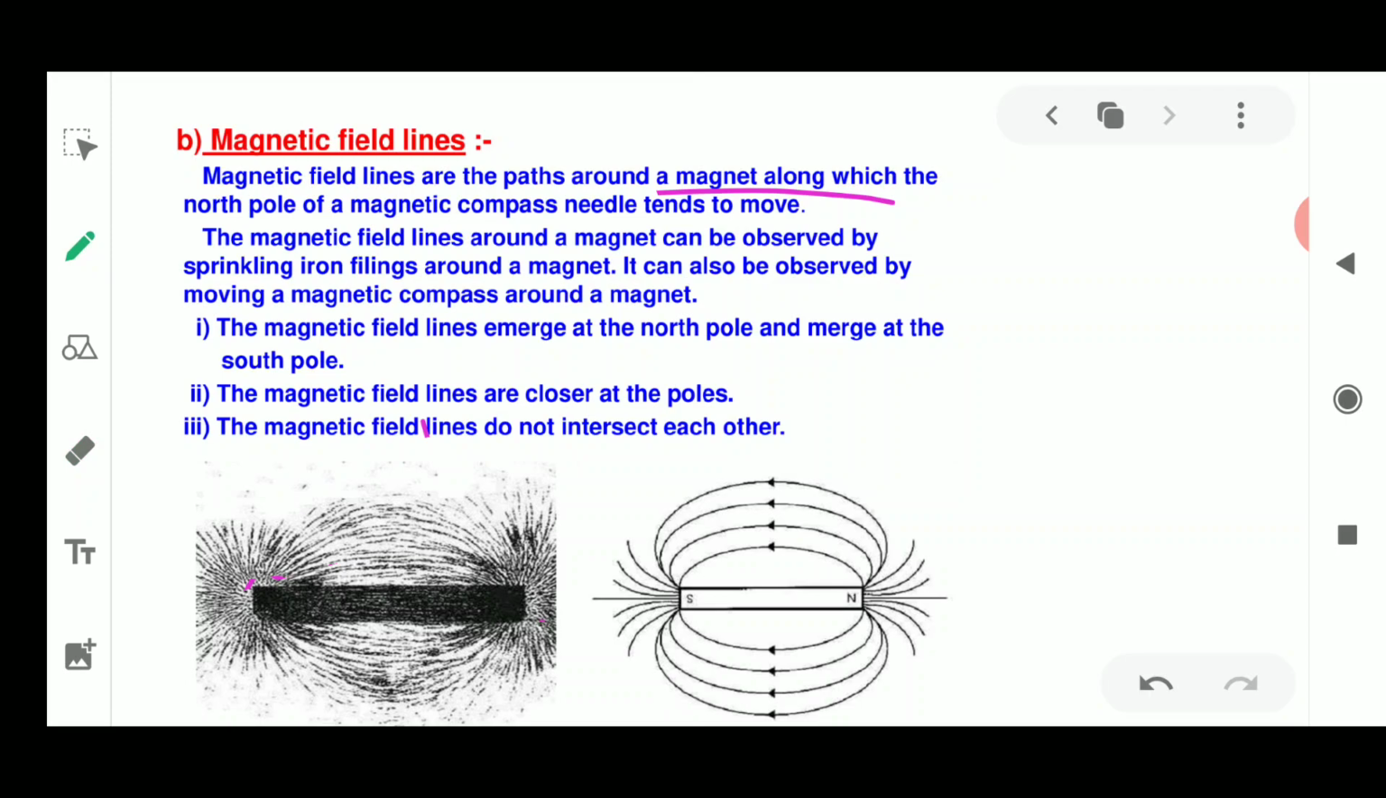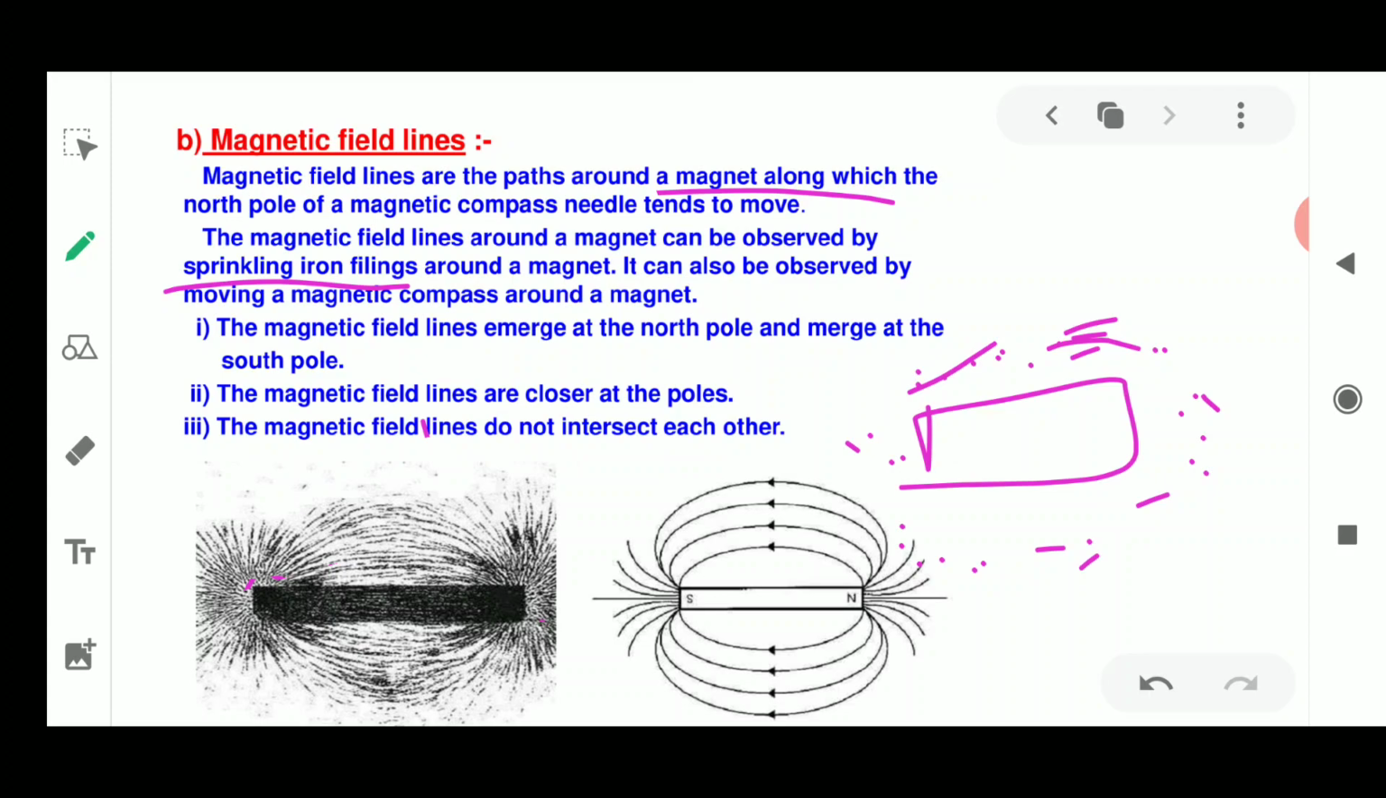The magnetic field lines around a magnet can be observed by sprinkling some iron filings around a magnet. What you have to do is take a bar magnet, then sprinkle some iron filings, meaning the iron powder, all around this bar magnet, and then gently tap the cardboard where you are doing this experiment.